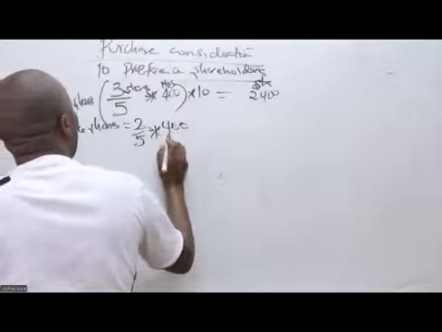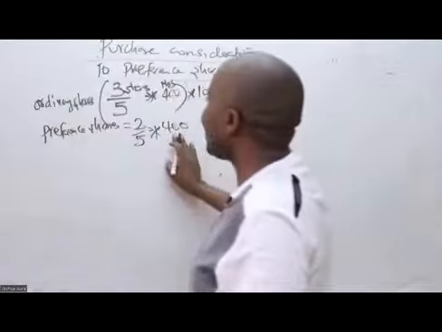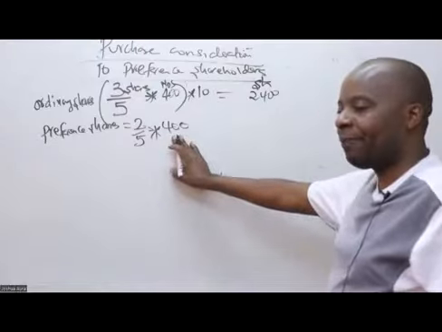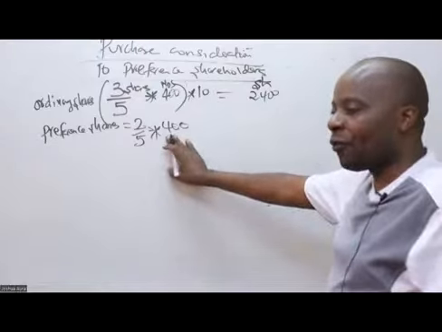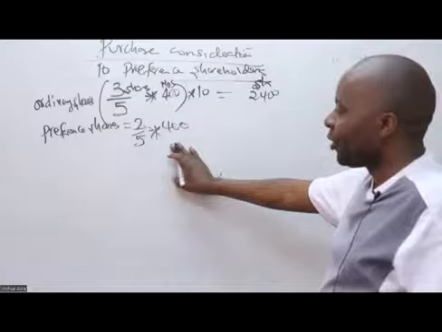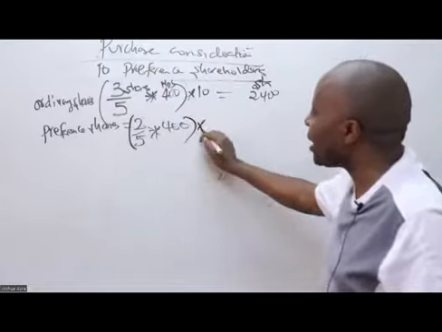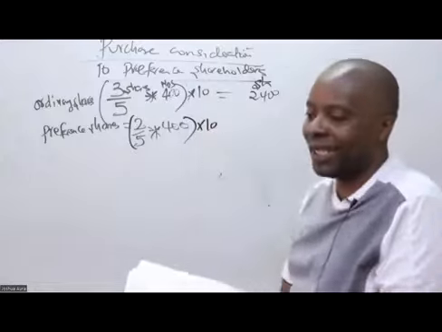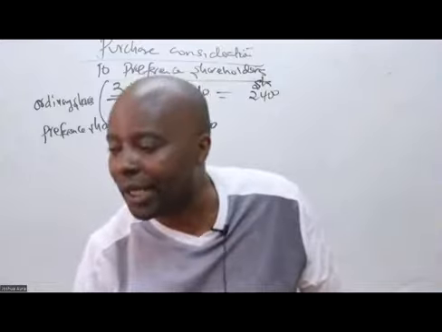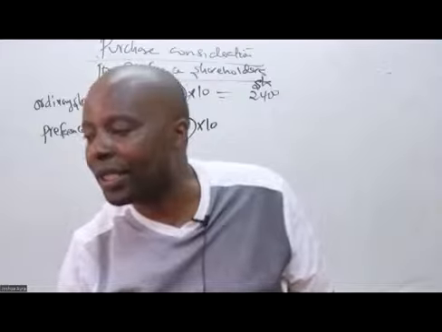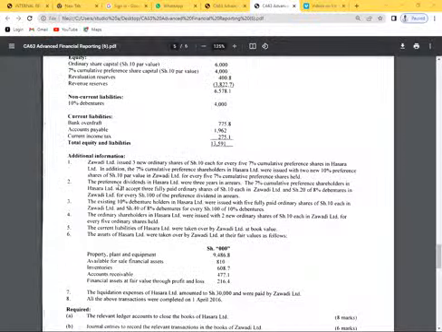Remember the number of preference shares outstanding, they are 400. So 2 for every 5. So then this gives me the total number of preference shares. And in this particular class, each share again is worth 10. So the preference dividends here.